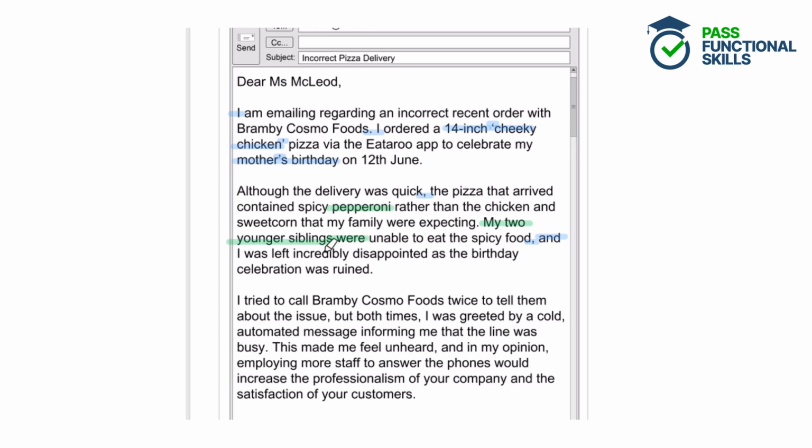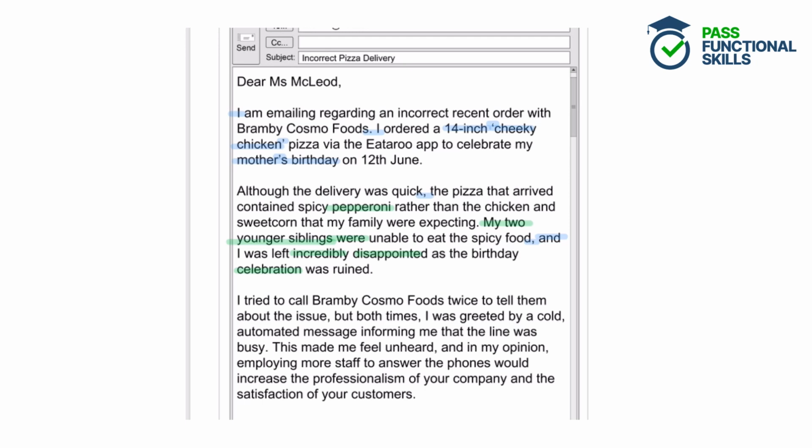We've also got incredibly and disappointed and celebration as well. So if you know how to spell some longer words, try to include those, but make sure that you are spelling basic words correctly and just practice until you are comfortable with spelling. So making sure that your spelling, punctuation and grammar are accurate throughout will make your answer clear and make sure that it makes sense to the reader.